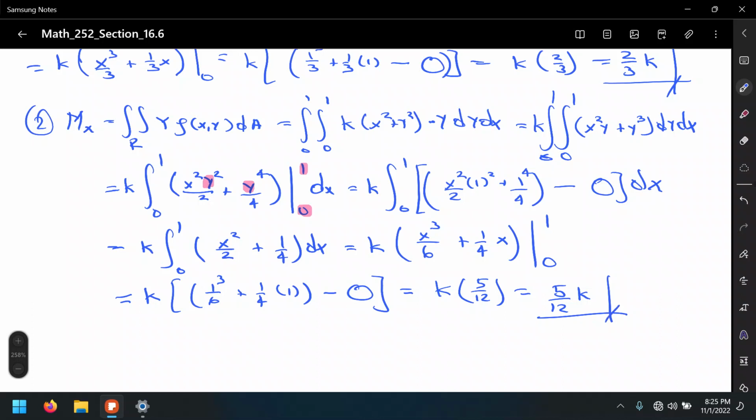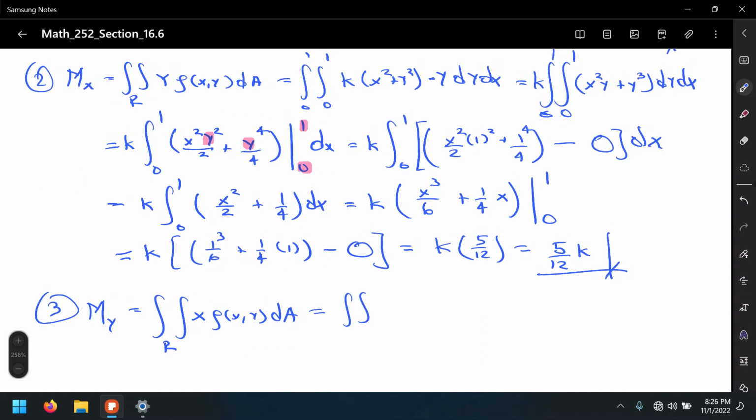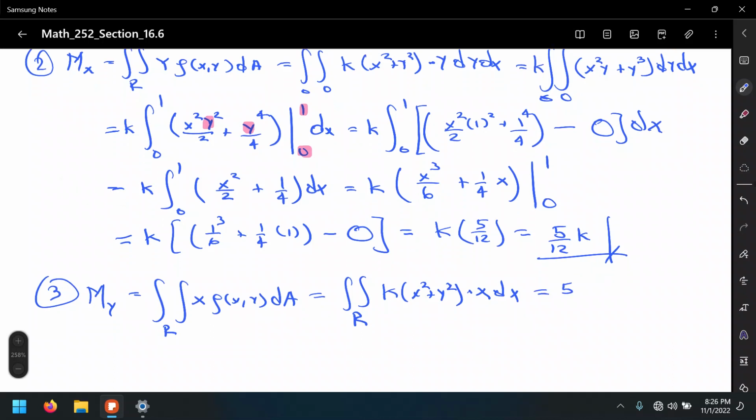So that's the integral that gives us the moment about x. The third integral will be the moment about y, which involves a distance with respect to x: the integral of x times rho of x, y dA over the region R. We can write this as the double integral of k times x squared plus y squared, the density function, but the y we had before is replaced with an x, because that's the horizontal distance for the moment about y. I'm not going to evaluate this integral. It gives us the same exact value, 5 over 12.